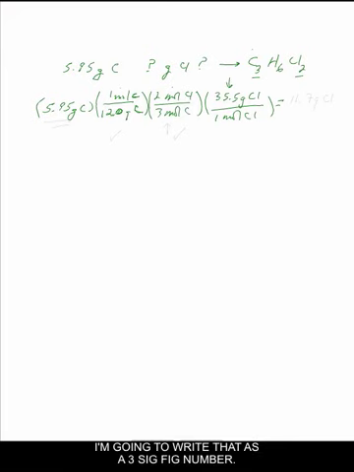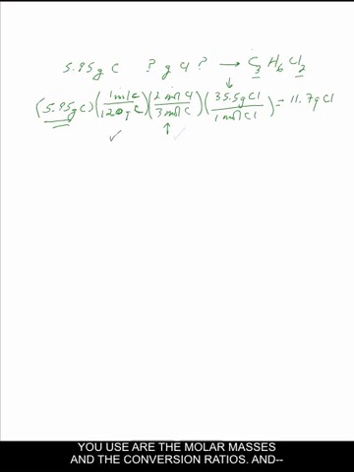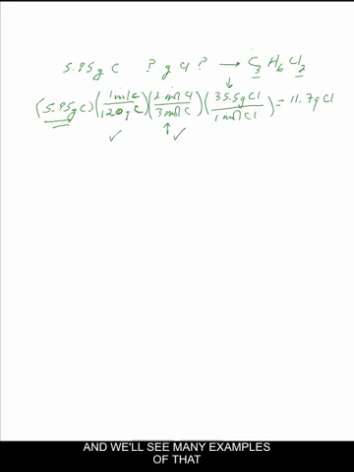I'm going to write that as a 3 sig fig number. Remember, this is exact, whereas I took 3 sig figs from the periodic table because I was given 3 sig figs to start with. So I'll simply write that as 11.7 grams of chlorine. That just tells me how many grams of chlorine I need to combine with 5.95 grams of carbon to get this particular compound. So I've shown you here the common ways in which we use these ratios, and you're going to find the most common ratios you use are the molar masses and the conversion ratios. And we'll see many examples of that as we go through the course.